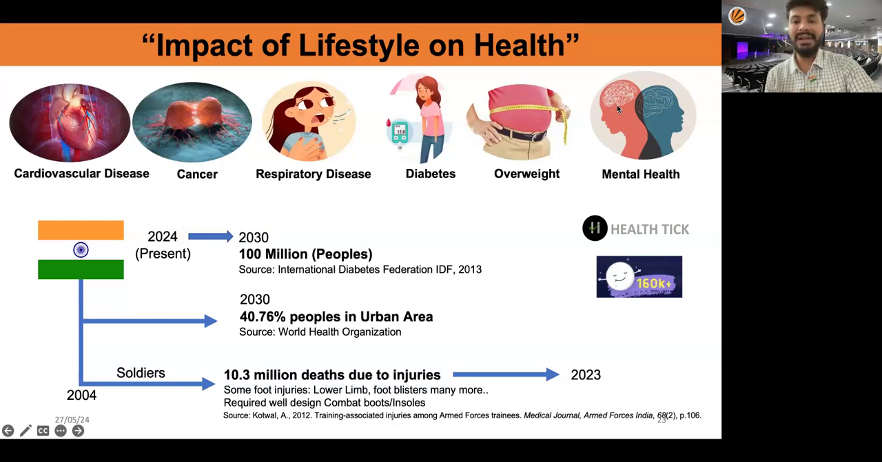That's why we need design leaders to solve this particular problem. Another thing I wanted to highlight is 10.3 million deaths due to injuries in the case of soldiers. That is due to the poor design of footwear and poor design of products related to soldiers. This is again a challenge in our India. If we think about how we can improve the life of the soldier while developing new kinds of products, it should be a good area of work, and upcoming leaders may get a good opportunity in the field of defense product development.